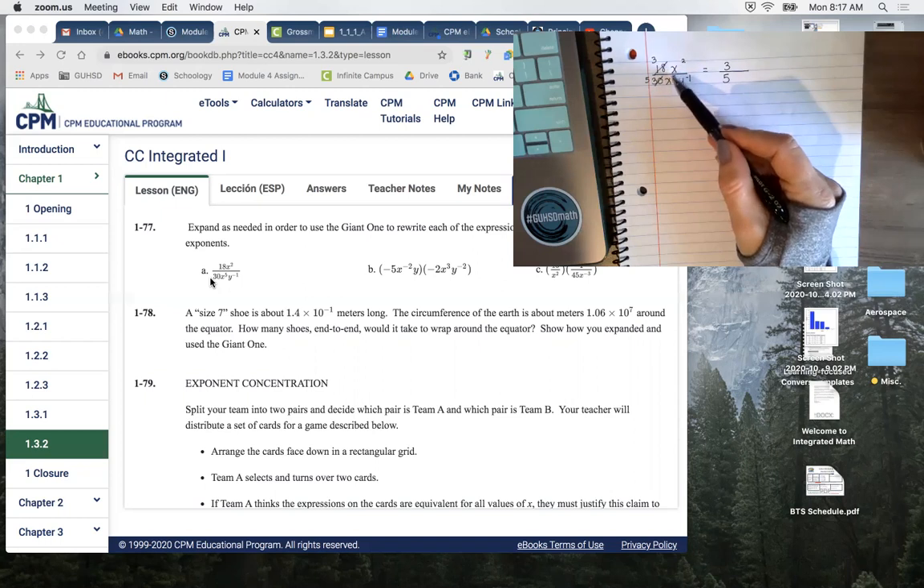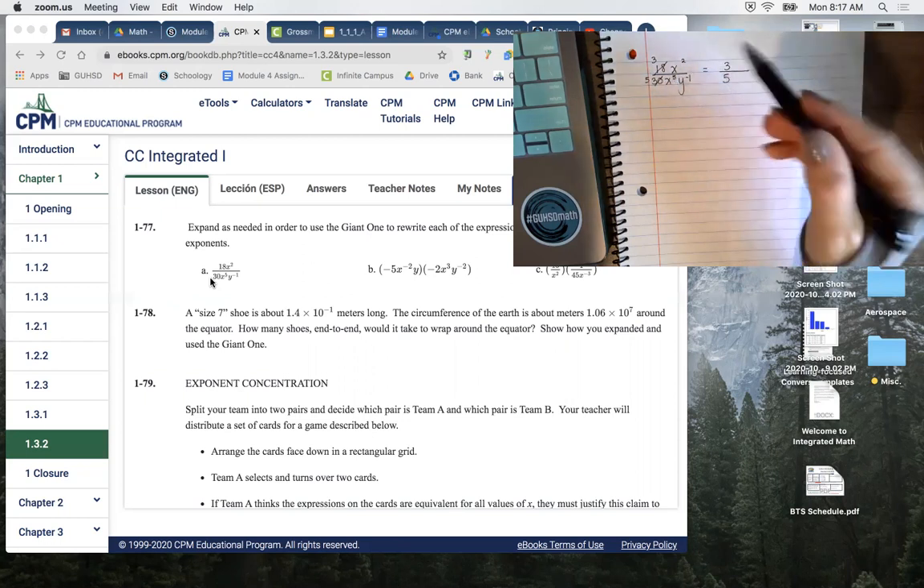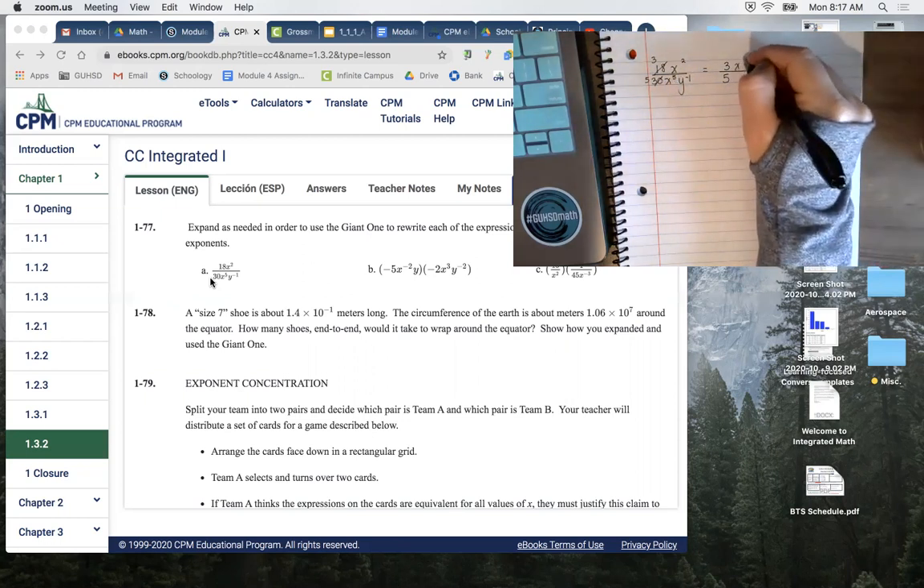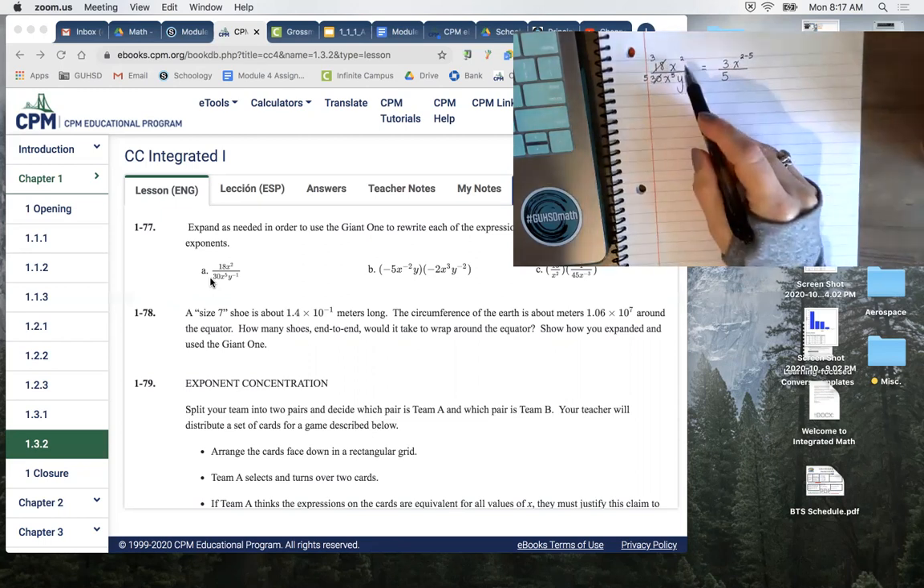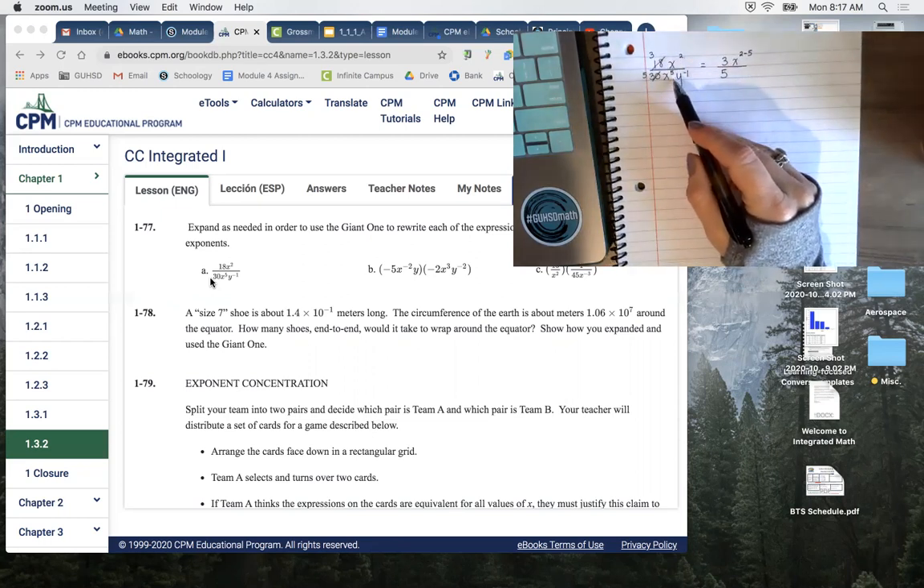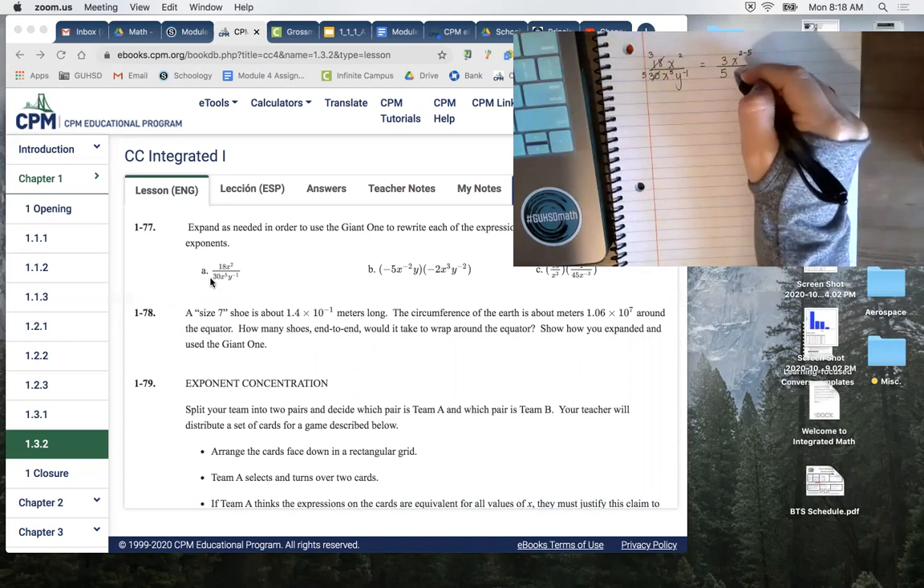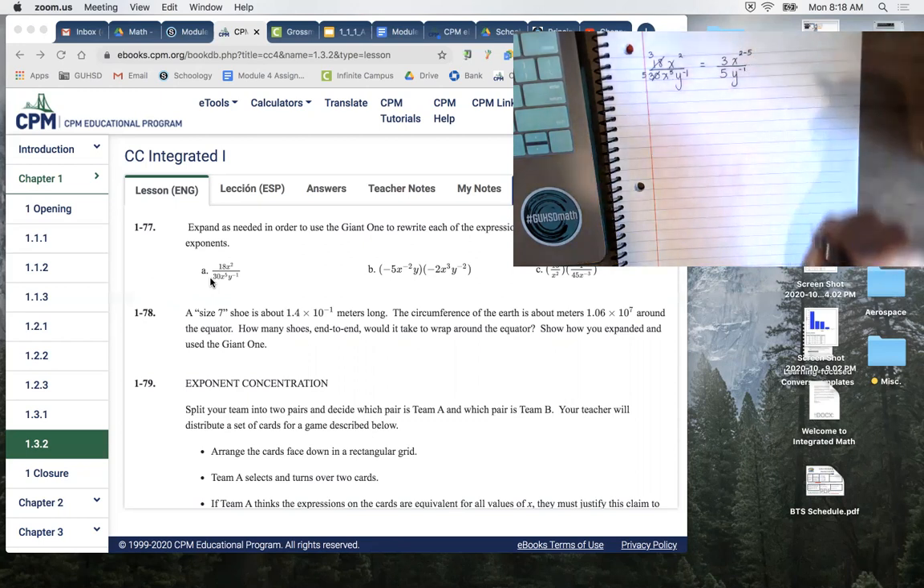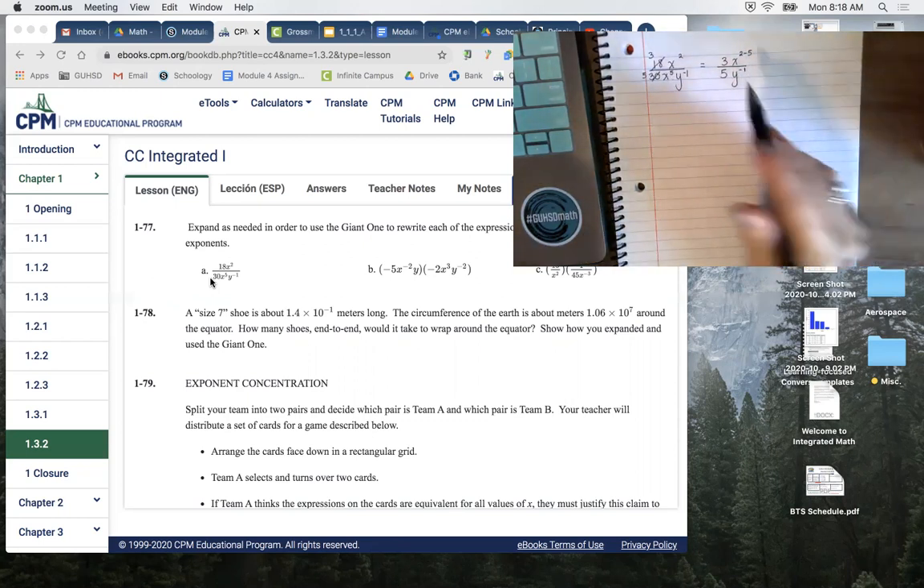Remember, when bases are alike and you're dividing, you subtract your exponents. So we have x to the 2 minus 5. Okay, so 2 minus 5. And then I have my y to the -1. And I'll talk about that in a second when we simplify this one. I'll leave it there for now.